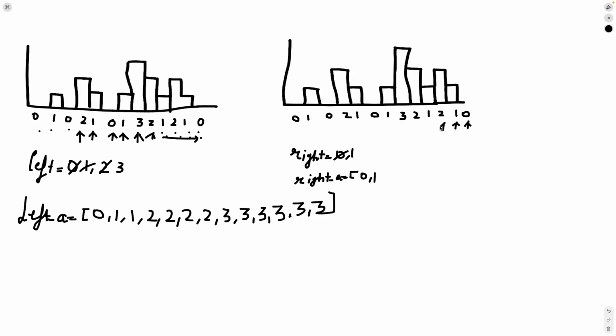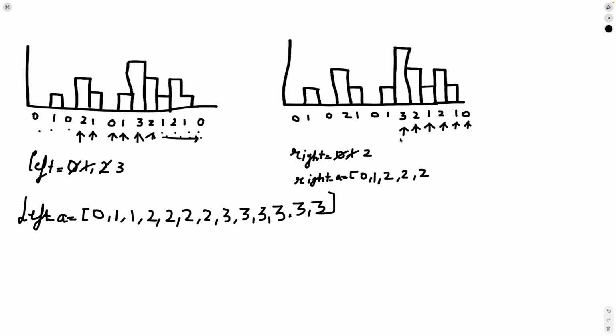For the next point, it is 2. 2 is greater than 1, so I'm going to store 2 over here. For the next point, it is 1. So 2 is greater than 1, and I'm going to continue to keep it as 2. It is again 2, so it's equal, and I continue to write it as 2.